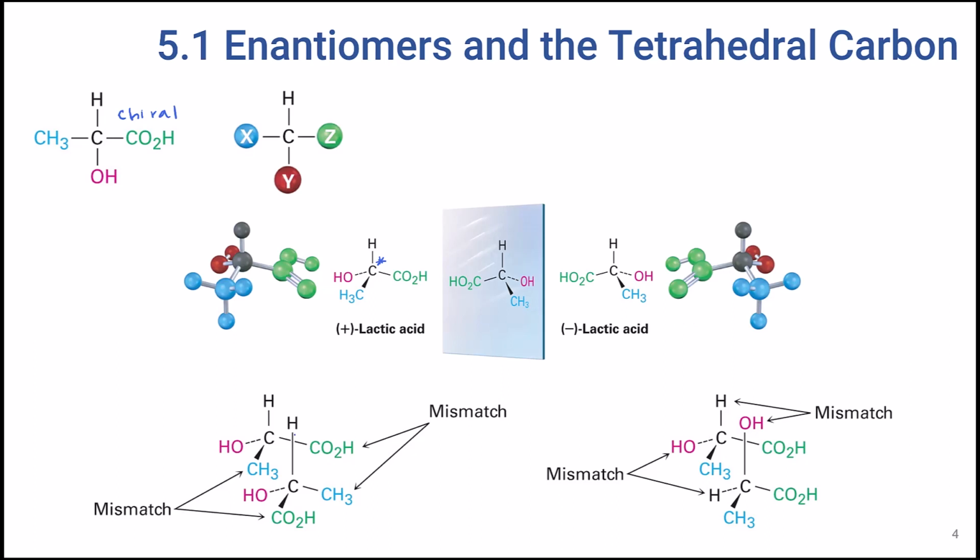And if we rotate those things around and try to match them up and stack them on top of each other, they don't stack. So these do not stack. We can get a couple of things to stack up and match up, but not all of the groups will match, so it's going to be mismatched. And that makes it an enantiomer, and these cannot be superimposed no matter how they are rotated.